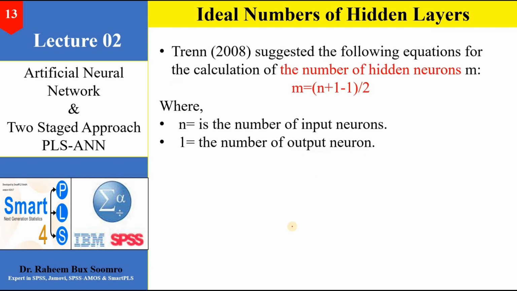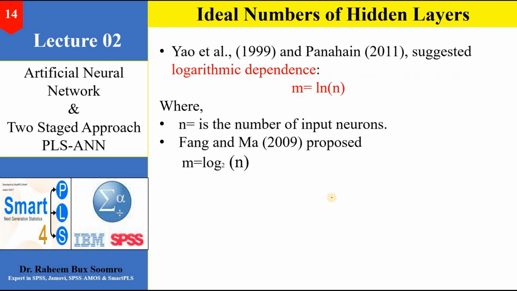And there is another tool for the number of hidden neurons. In this formula, n is the number of input neurons and m is the number of output neurons. You have to add both, deduct one from the result, and then divide by two. That is one calculation, and another calculation is that you have to take the log, where n is the number of inputs in the neuron.